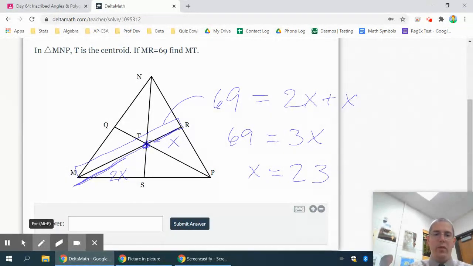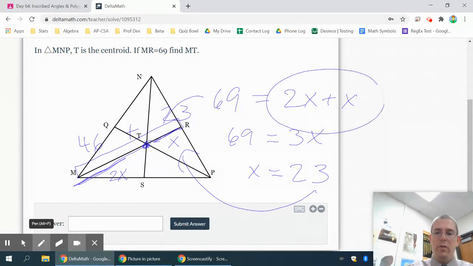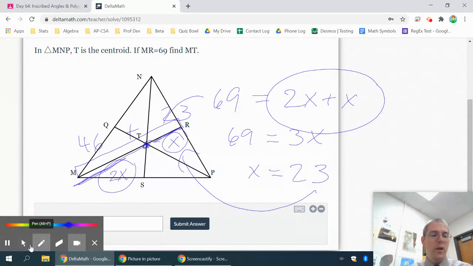Once I have x is 23, I can find whatever I need. So in this case, they wanted you to find MT. So if TR is 23, it's twice as far to the corner, so that would be 46. And you could always check by saying, is 46 plus 23 really equal to 69? And it is. But this little logic here where you say, hey, I don't know either one, so I'm going to call this one x and this one 2x, since I know it's twice as much, using that will help you on a lot of geometry problems. We'll try a couple more examples with quadrilaterals now.